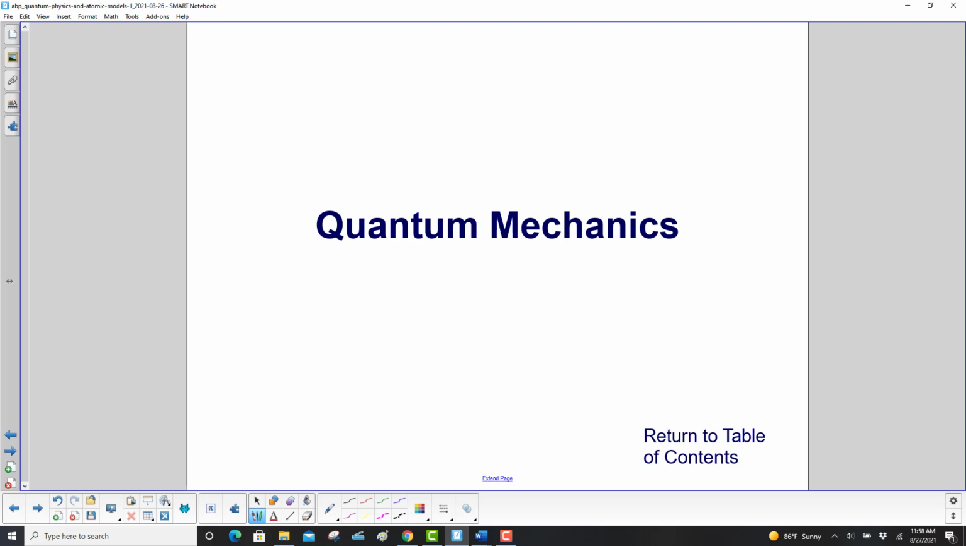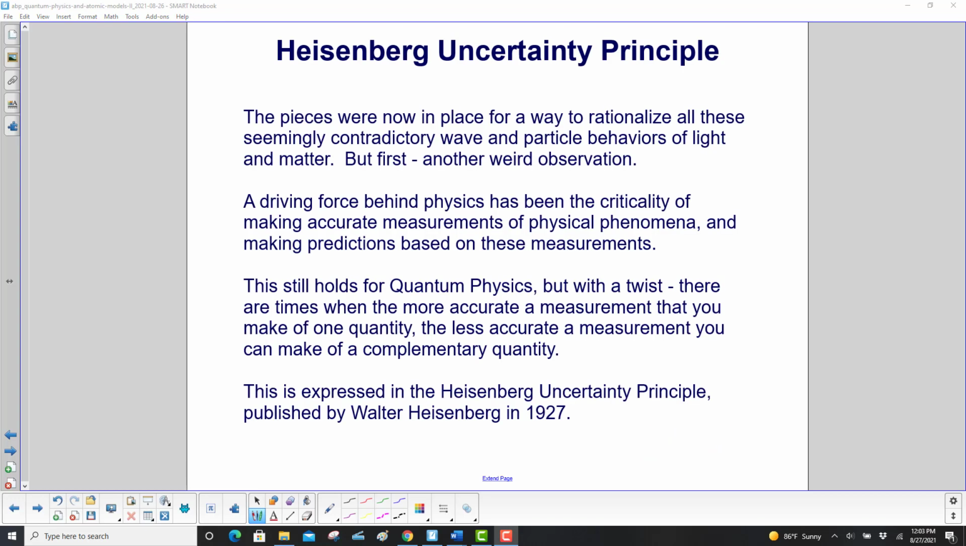Quantum mechanics. The pieces were now in place for a way to rationalize all these seemingly contradictory wave and particle behaviors of light and matter. But first, another weird observation. A driving force behind physics has been the criticality of making accurate measurements of physical phenomena and making predictions based on these measurements. This still holds true for quantum physics, but with a twist.